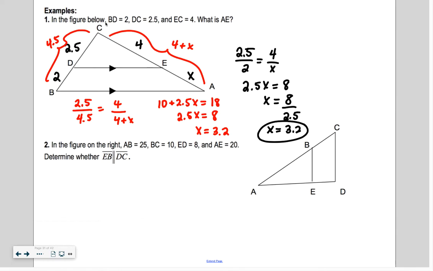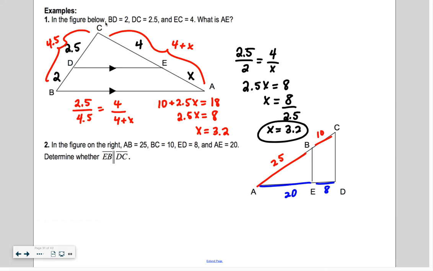All right, so number 2, it says in the figure on the right, AB is 25, BC is 10, ED is 8, and AE is 20. So it says determine whether or not the lines are parallel to each other. So we know that they're going to be parallel to each other if the sides are divided proportionally. So this is using the converse of the theorem. So if the sides are proportional to each other.